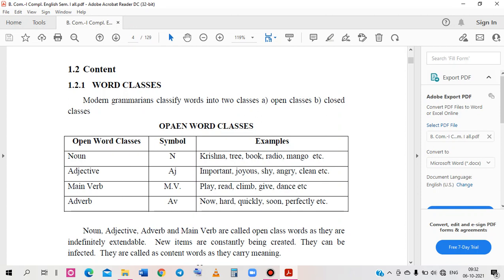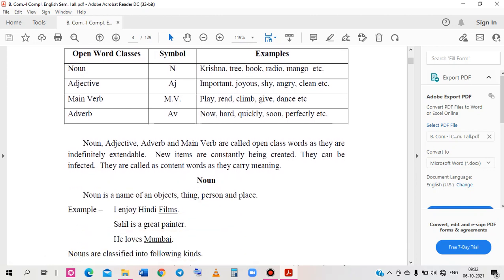It includes noun, adjective, main verb, and adverb. These are the open word classes. Krishna, tree, book: these are nouns. Important, joyous, shy: adjectives. Play, read, climb, give: these are the main verbs. Adverbs: now, hard, quickly. These are the adverbs.